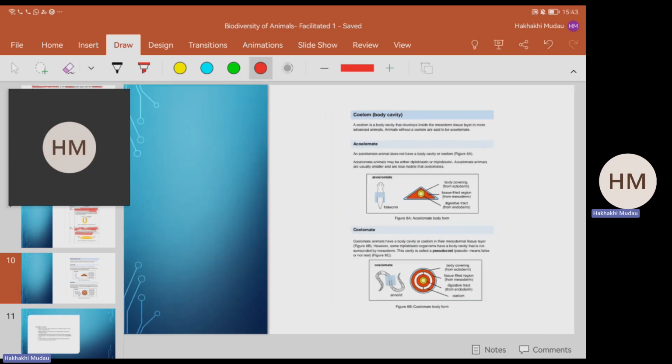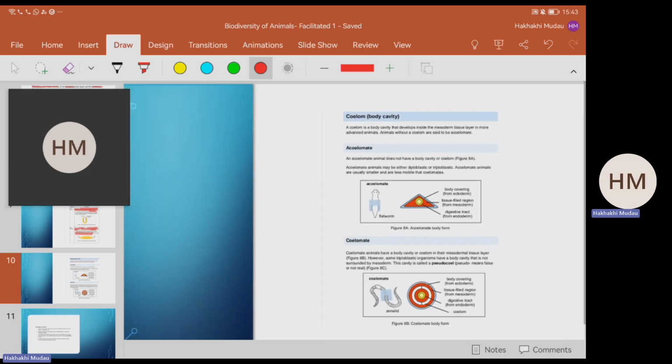I also mentioned the coelom, which is a fluid-filled body cavity found in between the mesoderm. Animals that do not have a coelom, we refer to as acoelomate. And just know that animals that have no coelom can be either diploblastic or triploblastic. But animals that have a coelom are all triploblastic. There is no way an animal can have two layers and then become coelomate. So once an animal has two layers, just know that it is acoelomate.